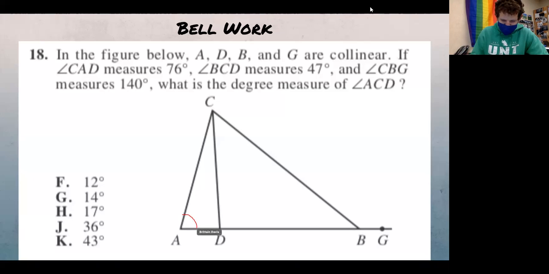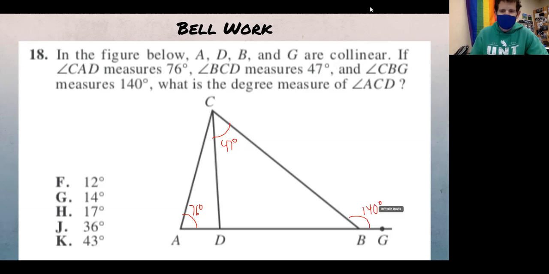CAD, which is this angle right here. You can see the C, the A, and the D if you follow those 3 points. A is the vertex. This is 76 degrees. BCD is that angle, which is 47 degrees. And CBG is this angle right here, and it's 140.